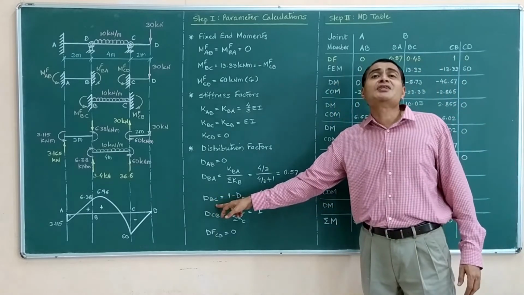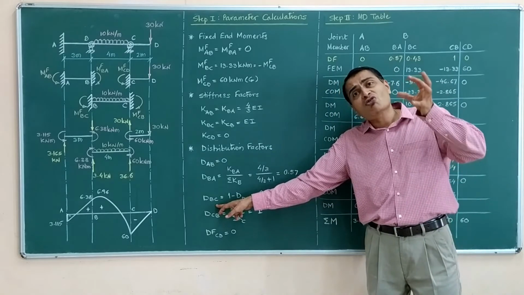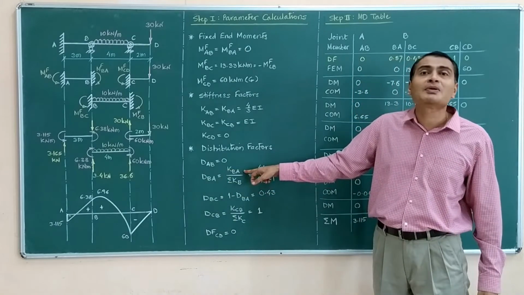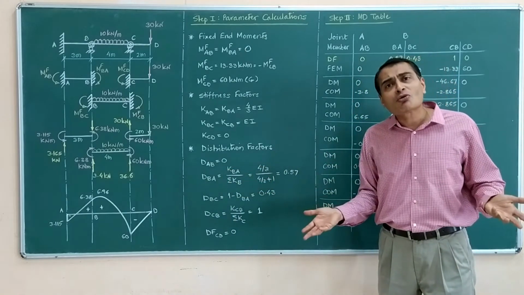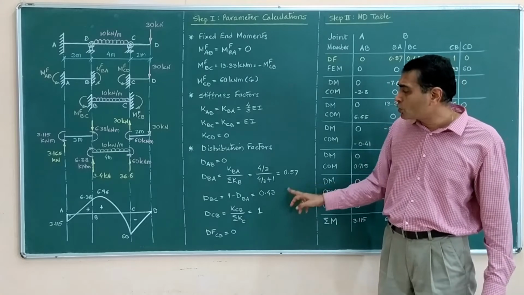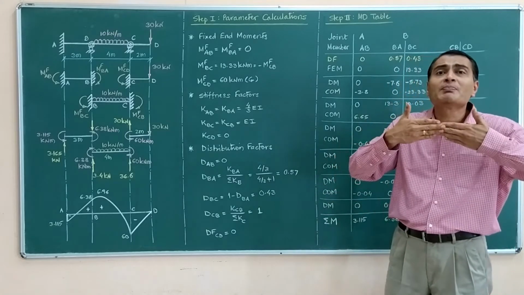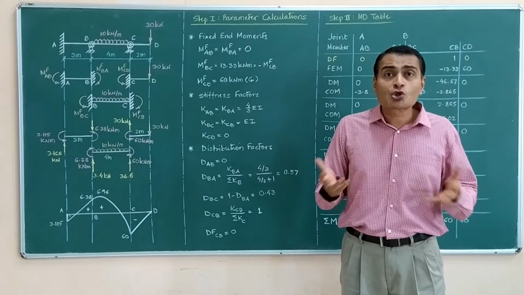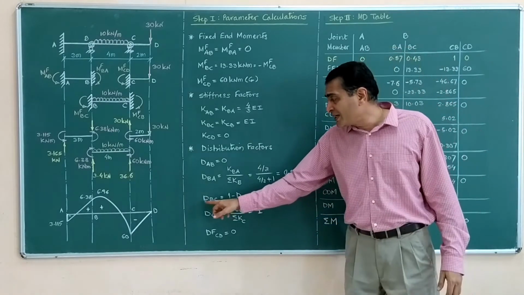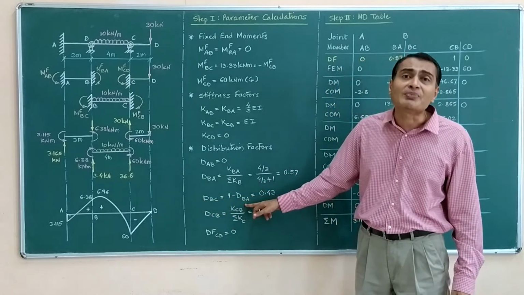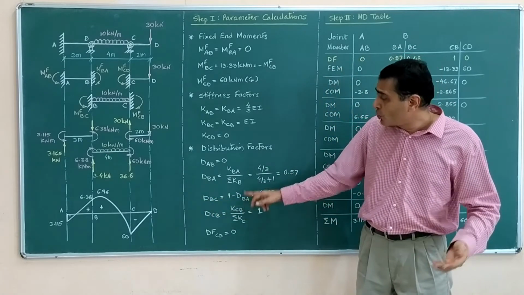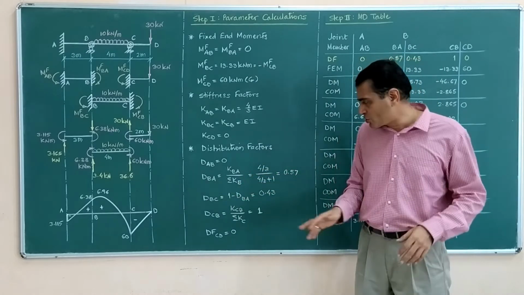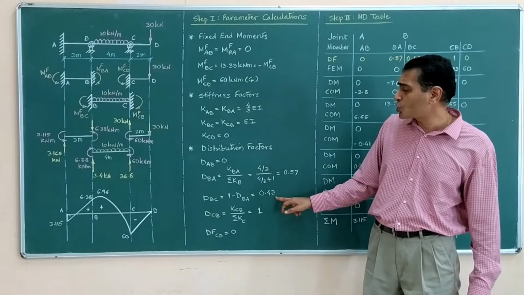Distribution factor BC, of course, I can write as K of BC upon sigma K at B, like this expression, where BA will be replaced by BC. But there is another way of doing it. The summation of the two distribution factors, when only two members are meeting at a joint, should be 100%, that is 1. So I am simply calculating D of BC as 1 minus D of BA. Even if you do 1 upon 4 by 3 plus 1, you are going to get the same answer. That is your 0.43. So this is a shorter way.